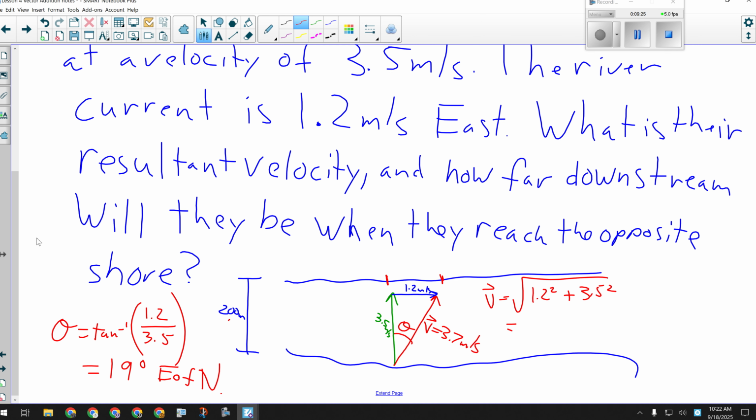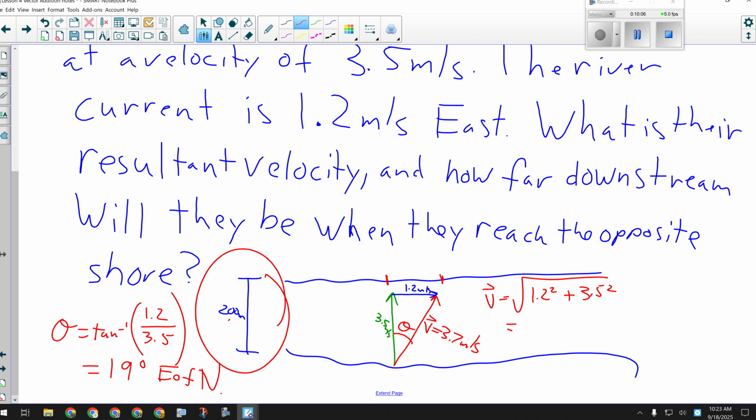Here's the trick with these questions. Which one of these speeds do I use to figure out how long it takes to get across? Do I use the 3.7, the 3.5, or the 1.2 to calculate how long it takes to go across the river? Well, I'm going to use the 1.2, I will use it, but I'm not going to use it yet. I know it's 200 meters across. How fast am I going across? 3.5 meters per second.